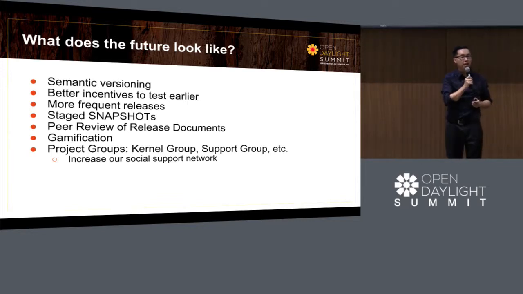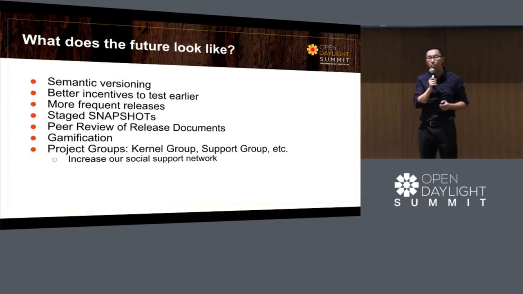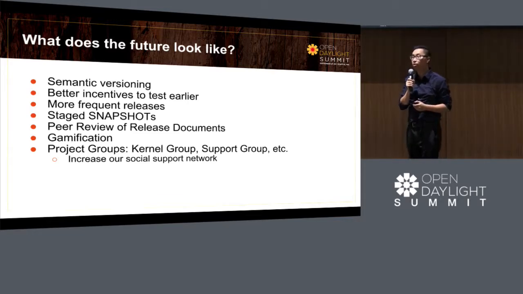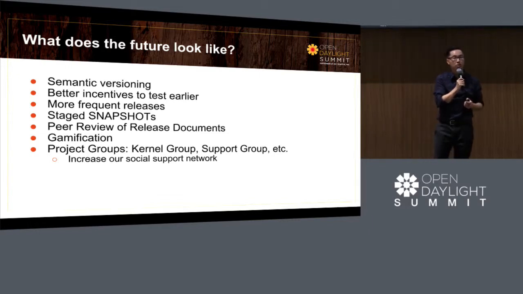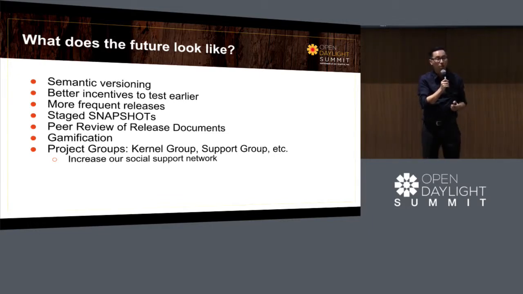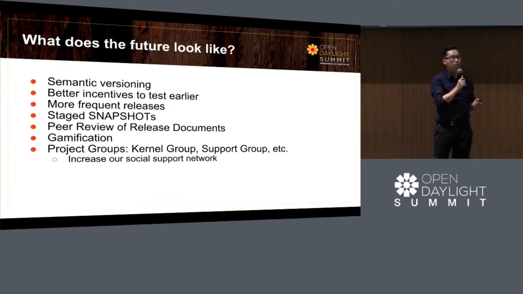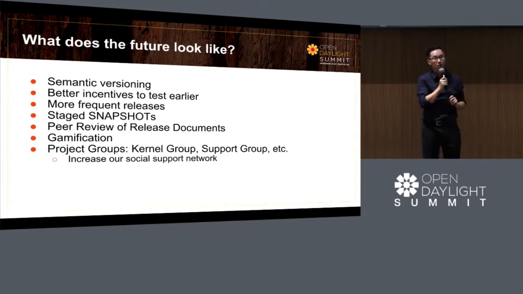Well, we're currently in talks to introduce ideas such as semantic versioning, better test incentives, more frequent releases, and staged snapshots. We're looking to implement some sort of peer review process for release documents, and also to use gamification to incentivize our projects to follow the suggested release plan, as well as providing some sort of project grouping so that we can have a better and stronger social support network across the projects.